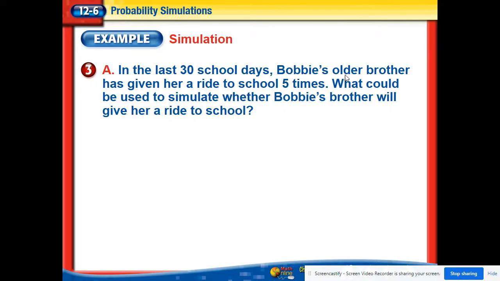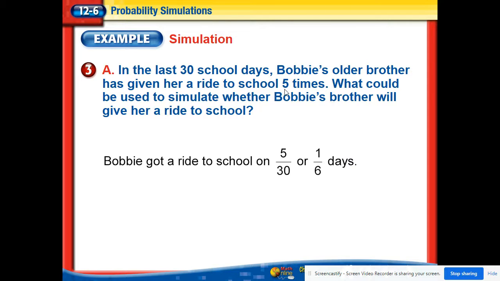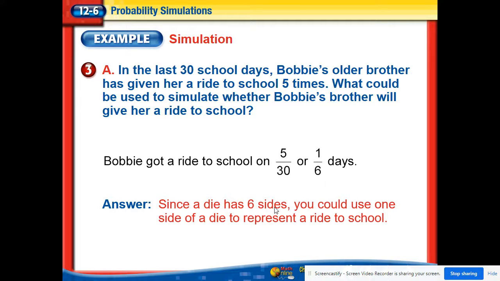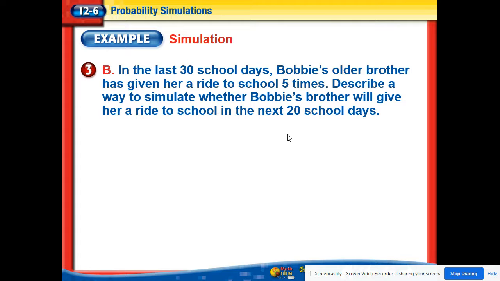In the last 30 days, Bobbie's older brother had given her a ride to school 5 times. What would you use to simulate whether or not Bobbie's brother could give her a ride? So that's 5 out of 30, or 1 in 6 days. So what is something that can happen 1 in 6 days that we could use to simulate it? Like a die. Rolling a die has 6 sides. You could use one side, the 6-sided. If I roll a 6, it meant that her brother gave her a ride. Just something to simulate the possibilities.